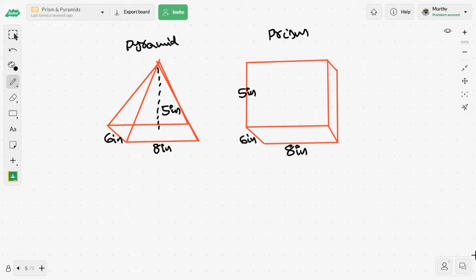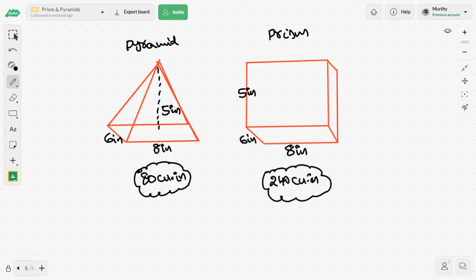So experimentally it is proved, and I'm not computing here the value of this one, say that this is 80 cubic inches. I'll show how I got this answer later. It is 80 cubic inches, and this one is 240 cubic inches. How I got this I'm going to explain later.